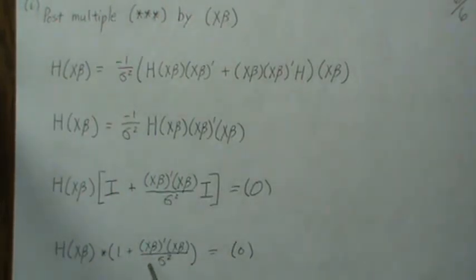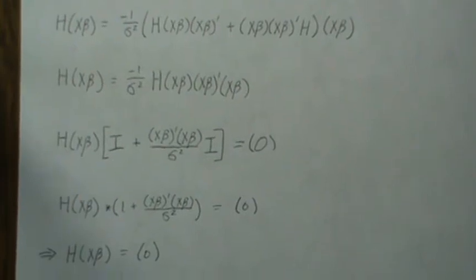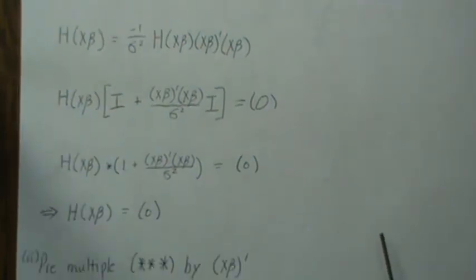But this is not 0, because we have a 1 here. So if this is a number, then this is still a number. But if we get 0 here, then this is still a number. It's 1. So this can be divided to the other side. Well, that says h x beta is 0. Okay. Now we're going to use that fact.